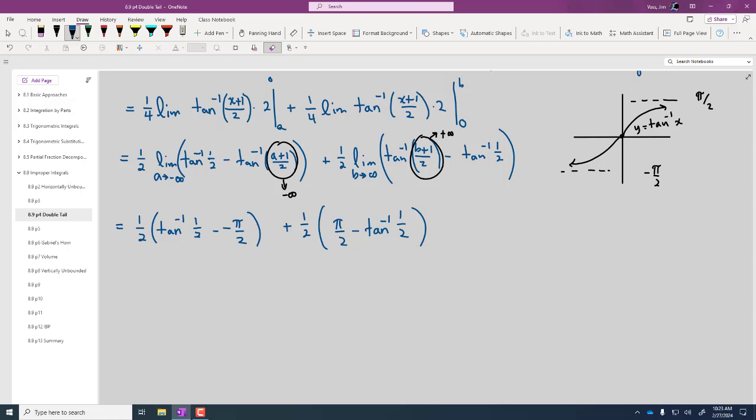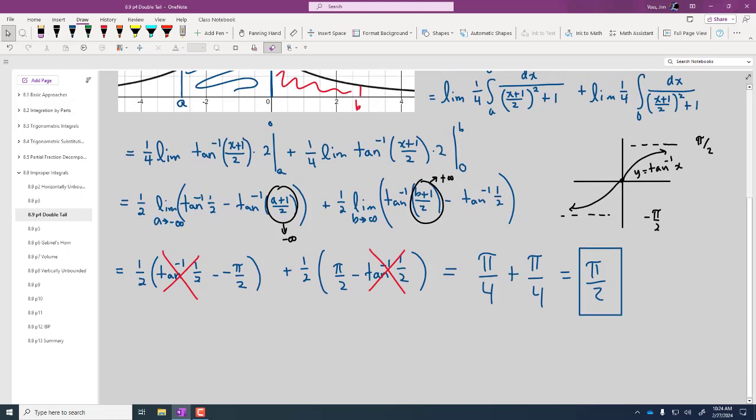And we have some cancellation, right? Here we have positive half arctan half. Here we have negative half arctan half. So these are going to cancel each other out. That and that are going to wipe each other out. And we're going to be left with positive pi over 4 plus pi over 4. Pi over 2. So that is the area underneath that two-tailed graph.